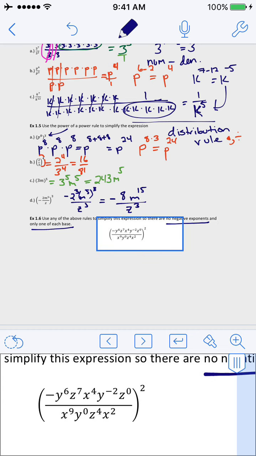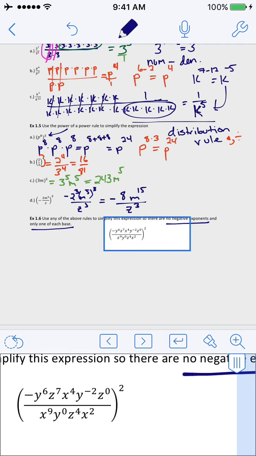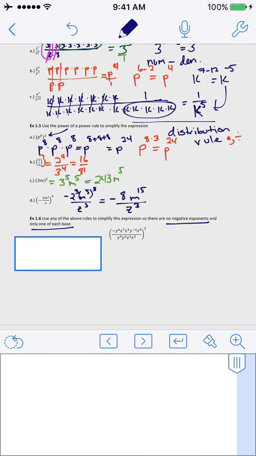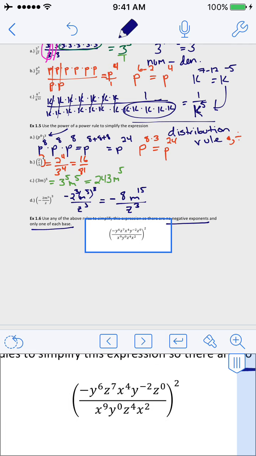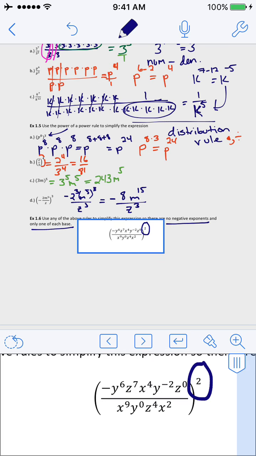And if you have x to the negative 2, then you know you have more stuff to do because you're not supposed to have any negative exponents. So let's try this out. Let's just work with this one. Let's start with the distribution rule because it's on the outside. Did you have to? No. But I don't like parentheses, so I'm going to get rid of them. I'm going to distribute everything. Everybody gets a 2, basically.